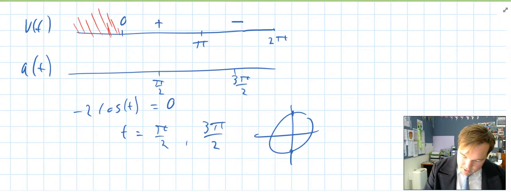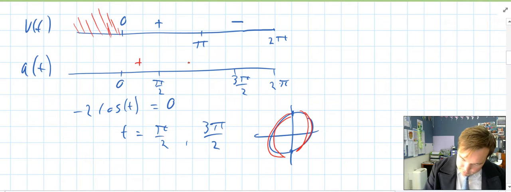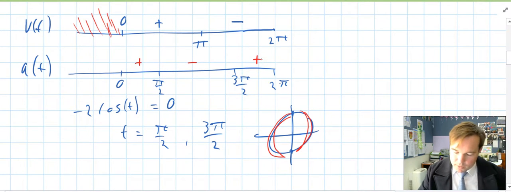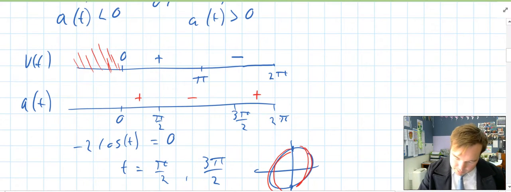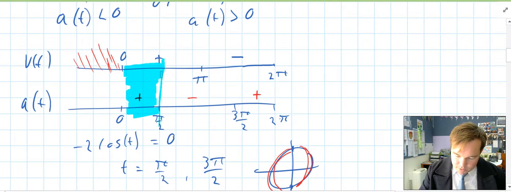Now, let's think about the sign of cosine. And we're going between 0 and 2 pi. The sign of cosine here is positive. So between 0 and pi on 2, it's positive. Between there and there, it's negative, and then positive. And we want to look where the signs line up with each other. So we can see that here, both of them have the same sign. Therefore, the speed is increasing, because they're both positive.